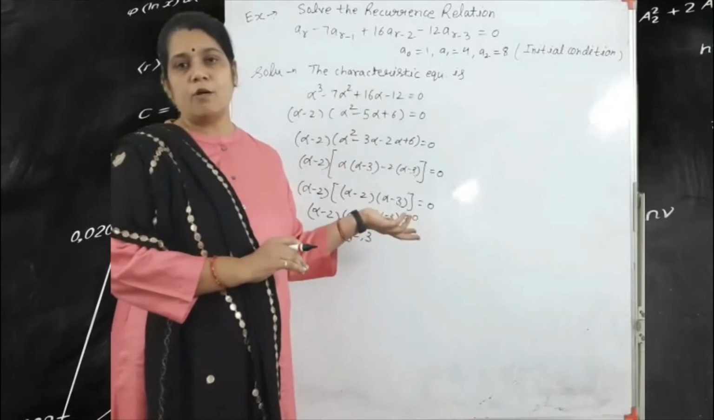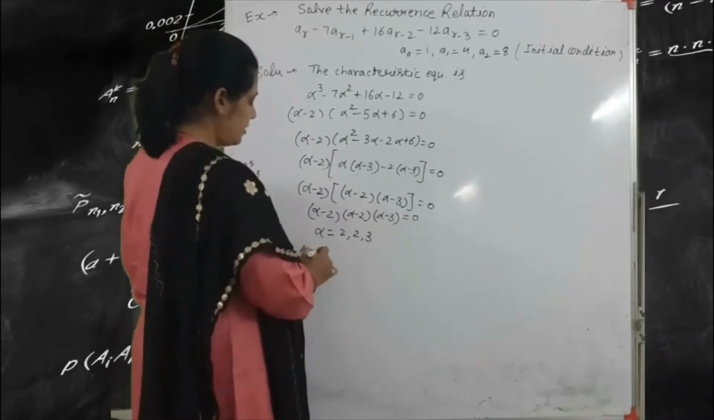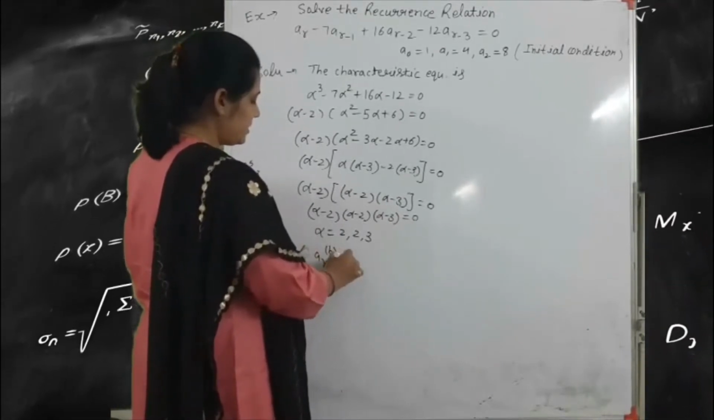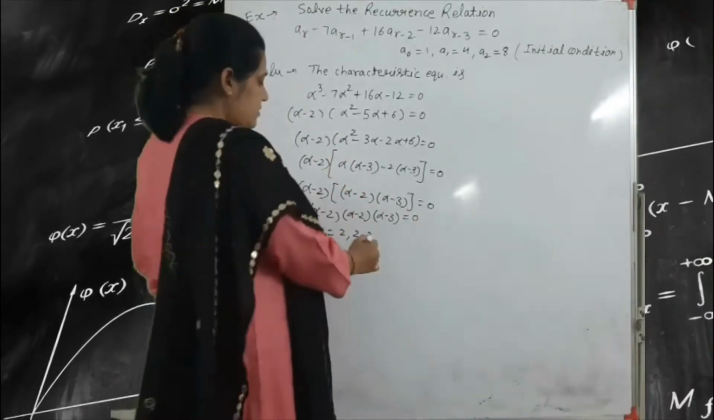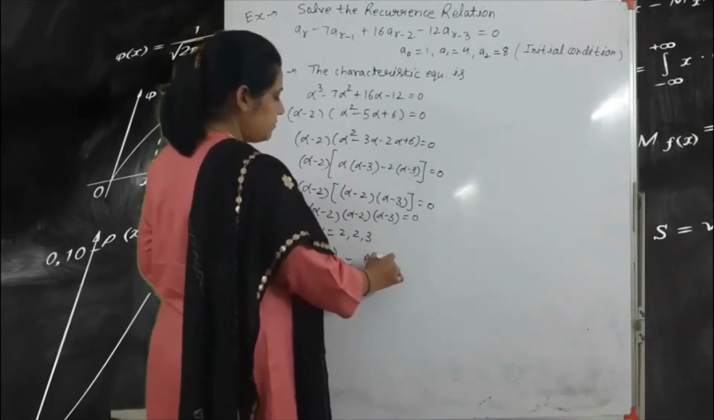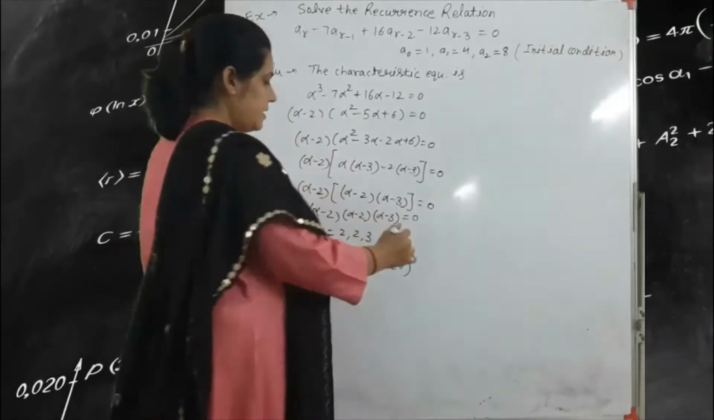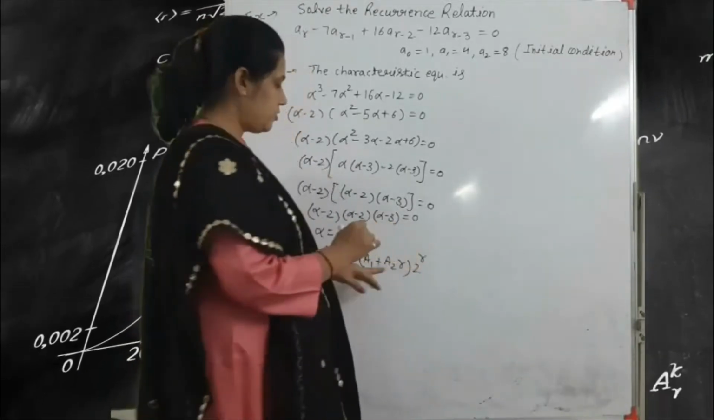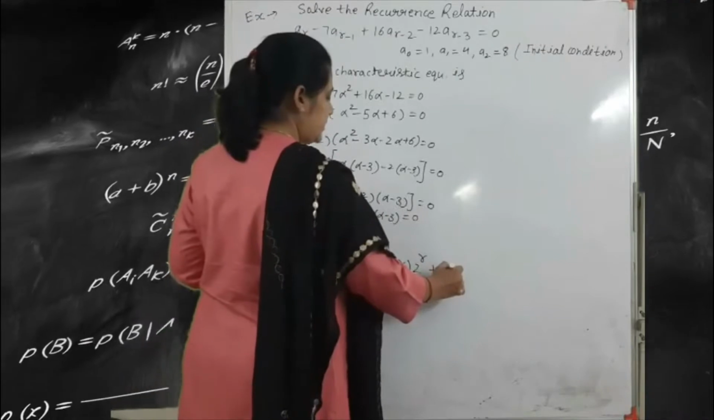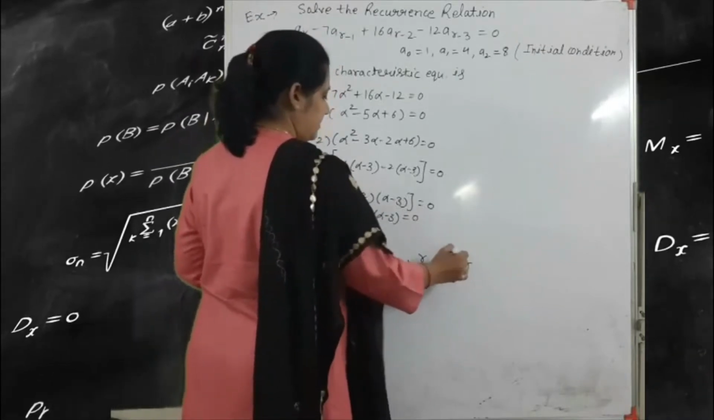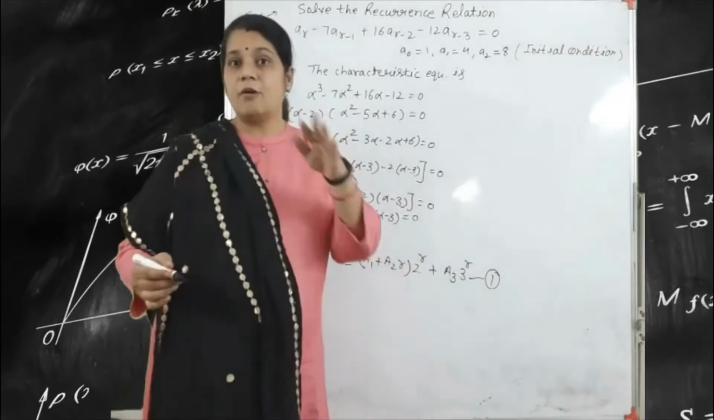That means you can set up the complementary function. You write here the small a_r^h is equal to what? Two roots are the same and one root is different. So what is the process? Process is (A1 plus A2 r) times alpha 1 to the power r, that means 2 raised to the power r, because here 2 is the repeated root, plus A3 times 3 raised to the power r. This is your first equation. That means we write here the complementary function.